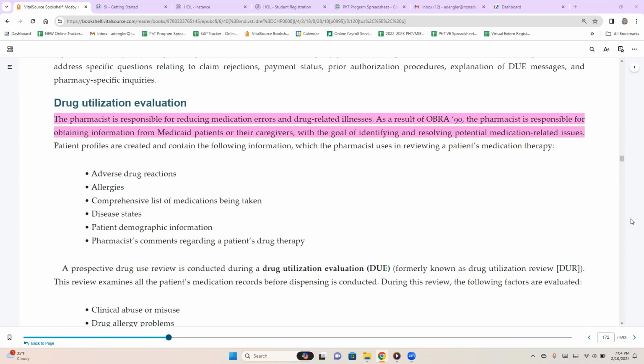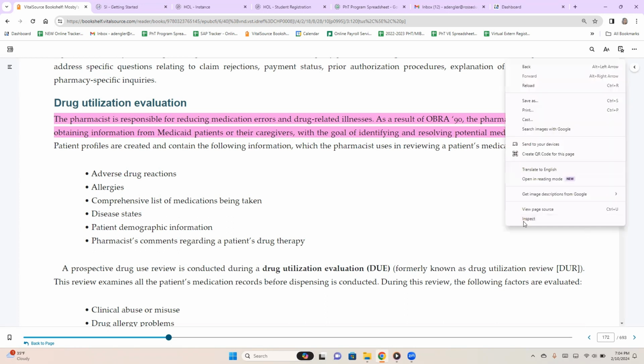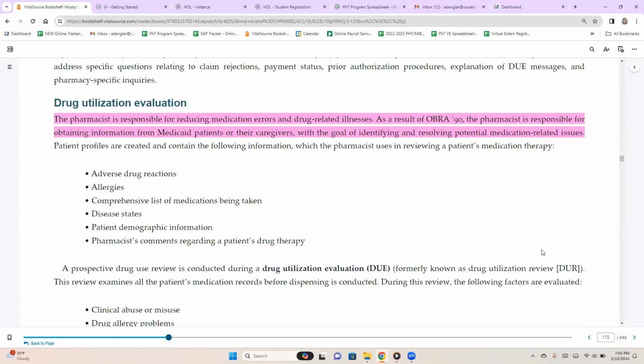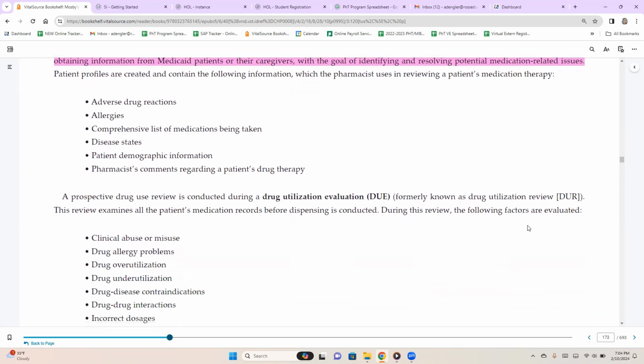Patient profiles are created and contain the following information, which the pharmacists use in reviewing patients' medication therapy. Adverse drug reactions, allergies, a comprehensive list of medications being taken, disease states, patient demographic information, pharmacist comments regarding a patient's drug therapy.